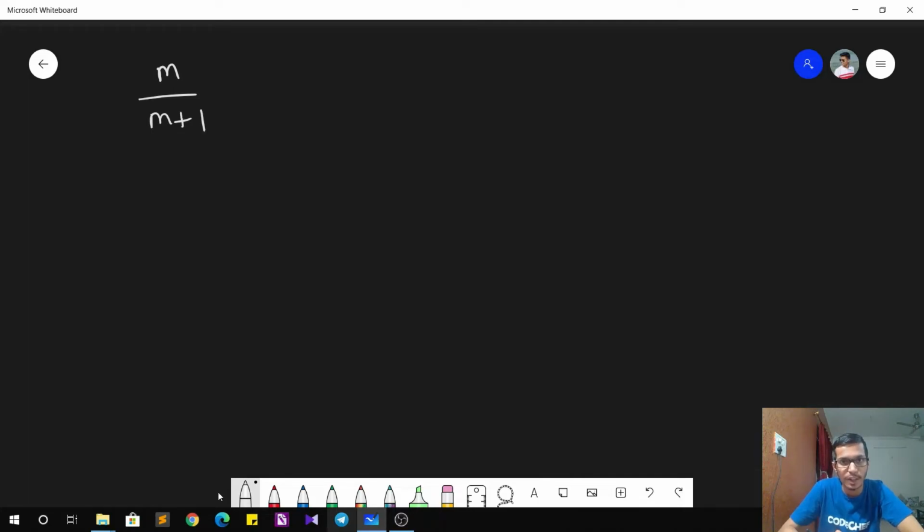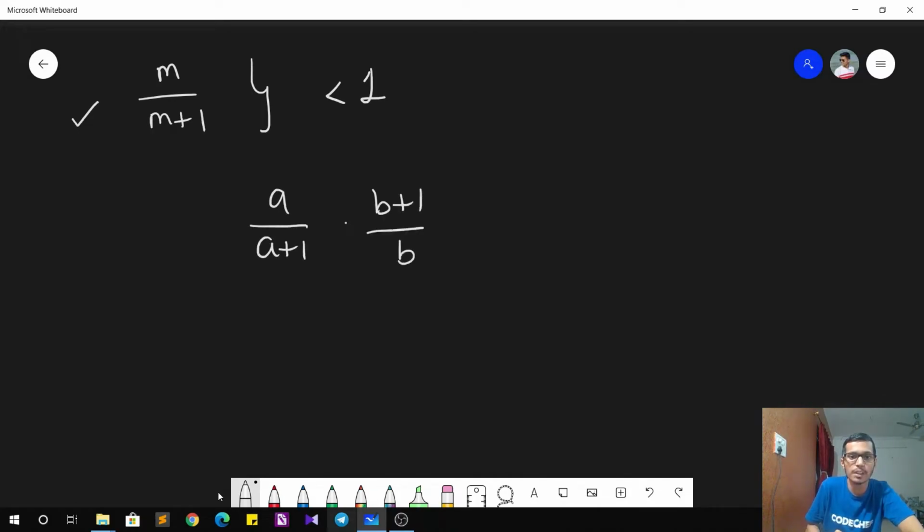where m is some positive integer. So it is evident from this fraction that its value is always less than 1. Why? Because the denominator is greater than the numerator, right? So this is for the good fraction. So our target fraction, that is a upon a plus 1 into b plus 1 upon b, must also be less than 1, because we want this target fraction to be a good fraction, right?